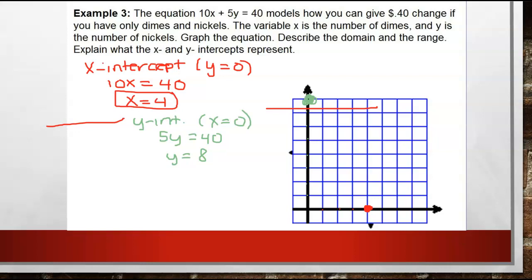because we have to think about giving change. When you give change, can you give half of a dime or half of a nickel? No. So even though this represents a linear function, we can only select answers from those key points.